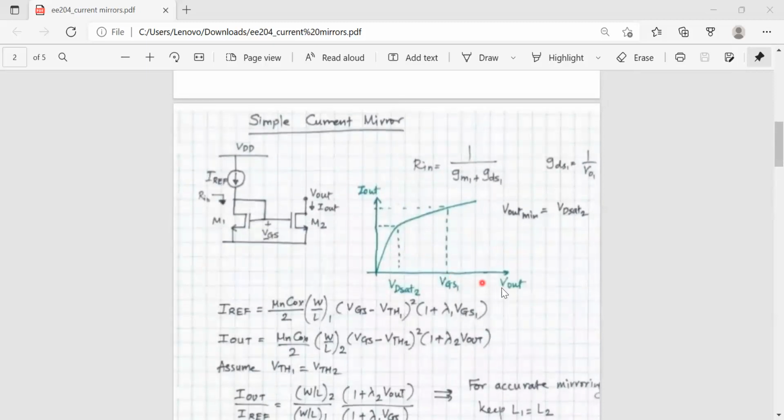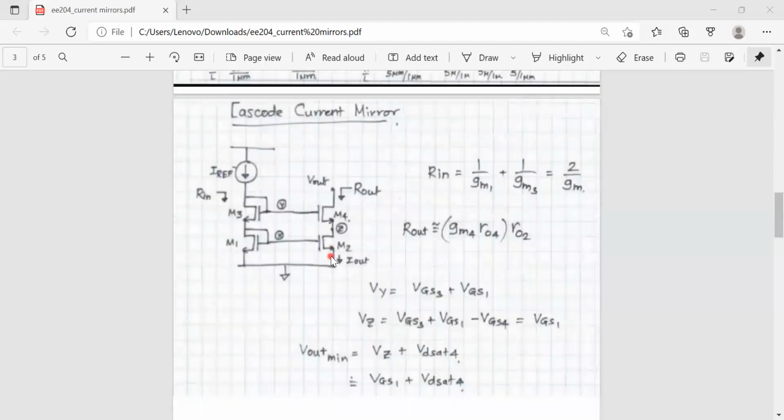This is the graph of V out and I out. If this is the minimum V out so that the current mirror works properly, VGS1. If it is less than VGS1, one of the MOSFETs will not be in saturation mode, so it will be in triode mode, so the graph changes from here. If it is less than VDSAT2, then it is still steeper because two MOSFETs will be in the triode region. There will not be a saturation region.